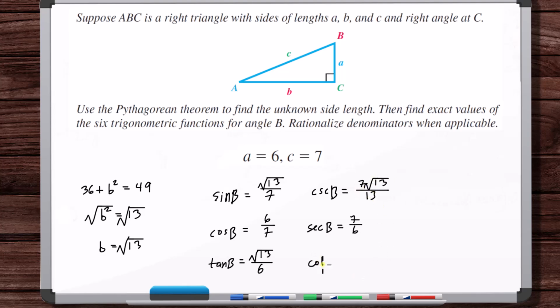All right, cotangent of B, 6 over root 13 times root 13 over root 13. So that would be 6 root 13 over 13.